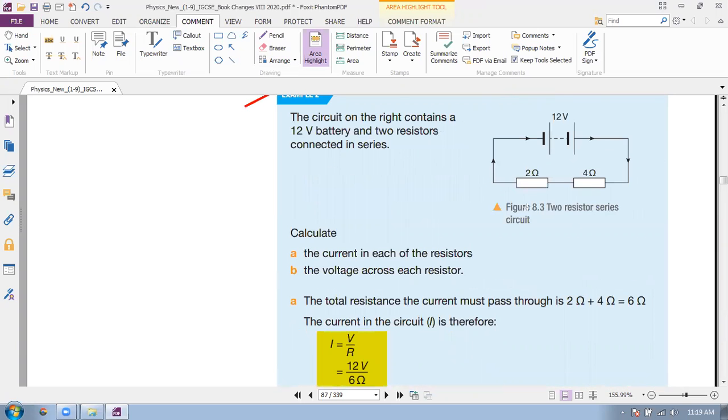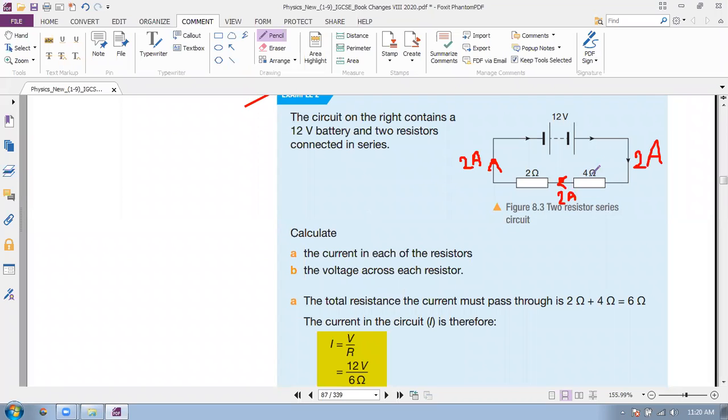So the current flow through this circuit, which is a series circuit, is the same everywhere. Here it is 2 ampere. Through this part it is 2 ampere. Here it is 2 ampere. So everywhere current is 2 ampere.